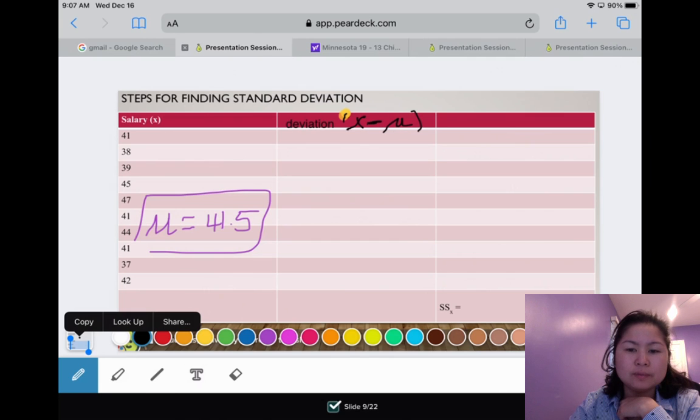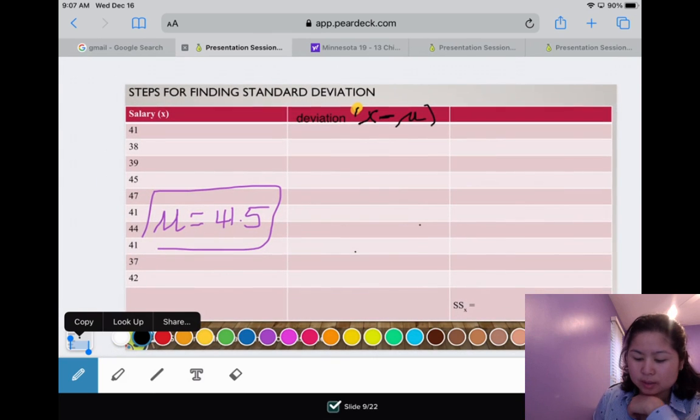So we have the mean, 41.5. The second column is where we find the deviation. How do we find the deviation? We take the values that we have minus the mean. So I'm going to start with 41.